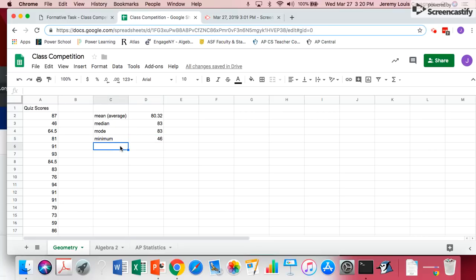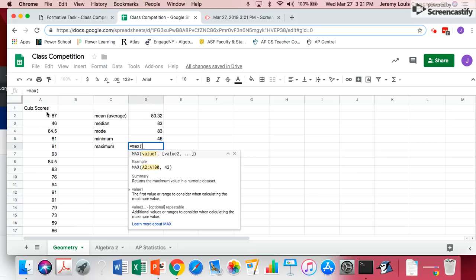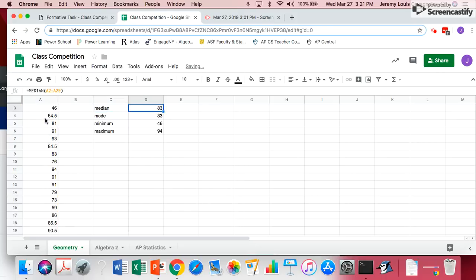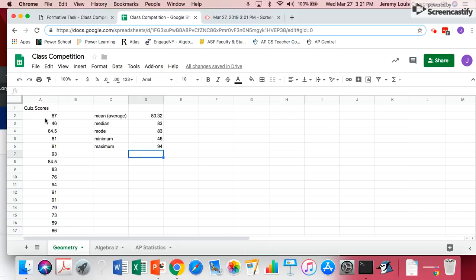So that tells us a little bit about how low the scores go, which is very much related to how the data is spread out. The maximum, we can also find using, as I'm sure you may have guessed, the max formula. So here I'm going to find the maximum of this data set, and it's 94. So immediately we can see that the scores in the geometry class range pretty expansively from a 46 to a 94.